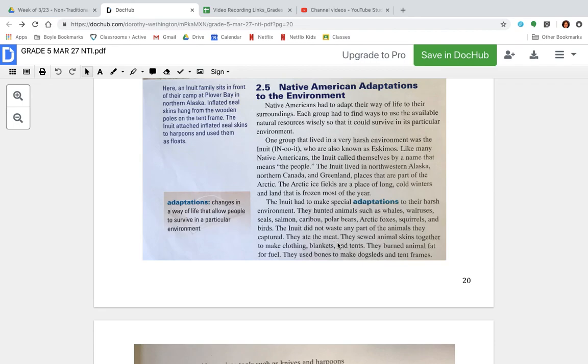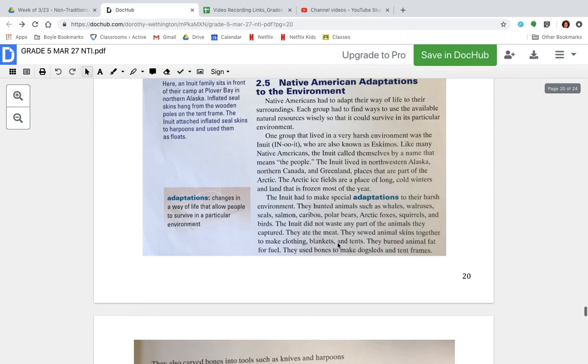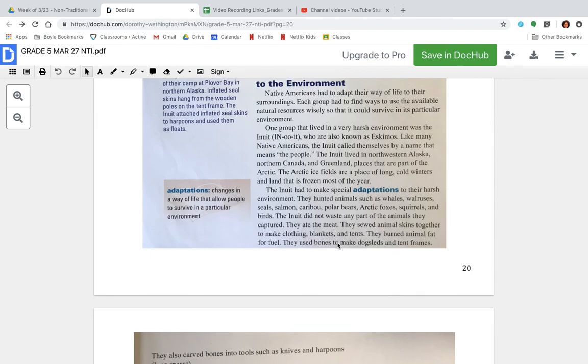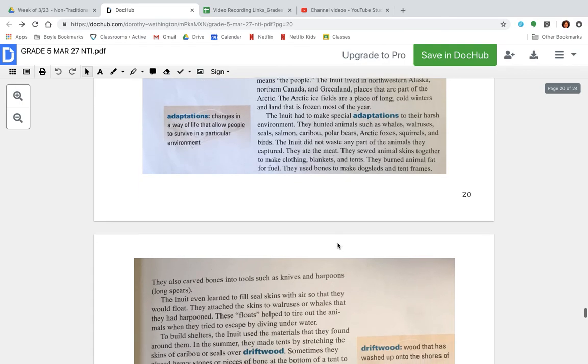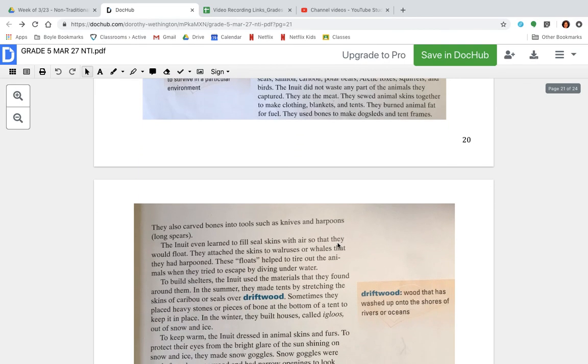They ate the meat. They sewed animal skins together to make clothing, blankets, and tents. They burned animal fat for fuel. They used bones to make dog sleds and tent frames. They also carved bones into tools such as knives and harpoons, long spears.